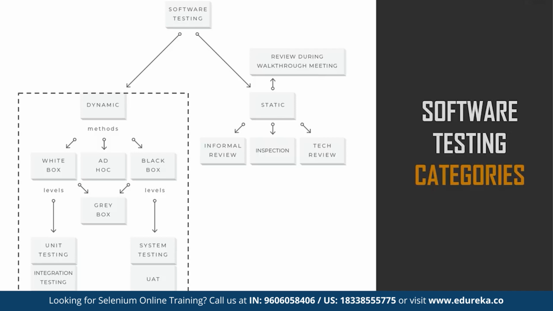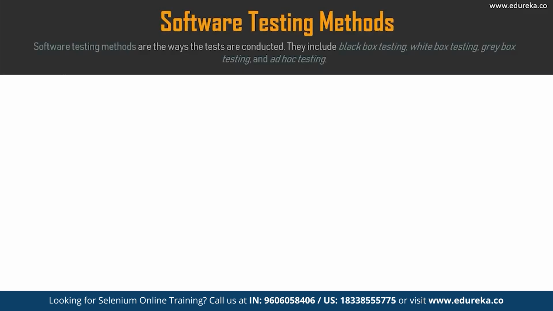Let's have a closer look at this segment of the dynamic testing process. So first up, we have something called software testing methods. Software testing methods are nothing but the ways the tests are conducted in real life. They include black box testing, white box testing, gray box testing, and ad hoc testing.